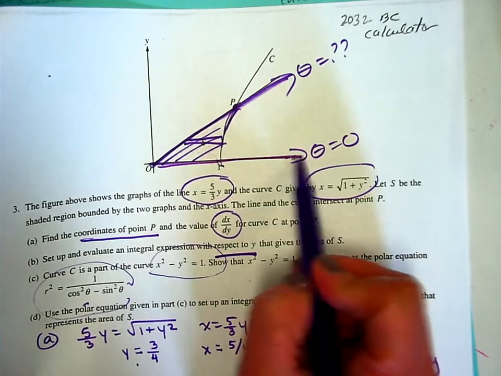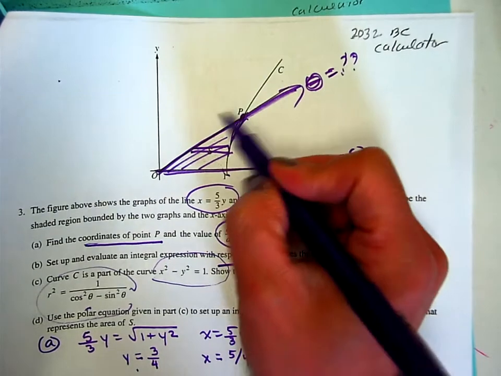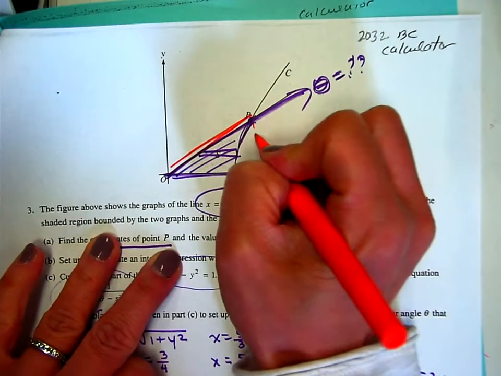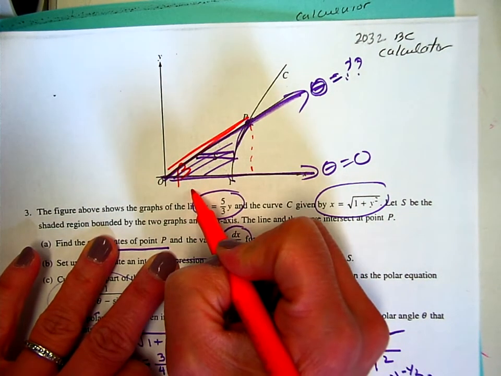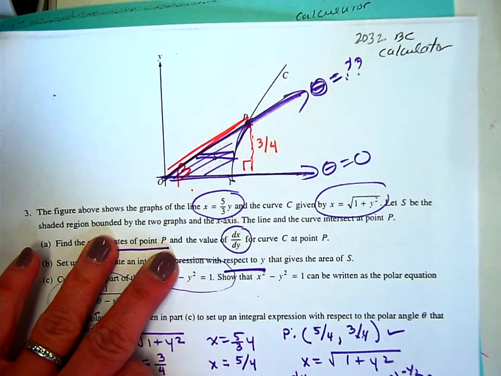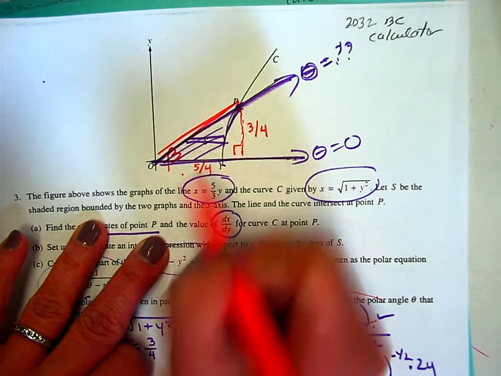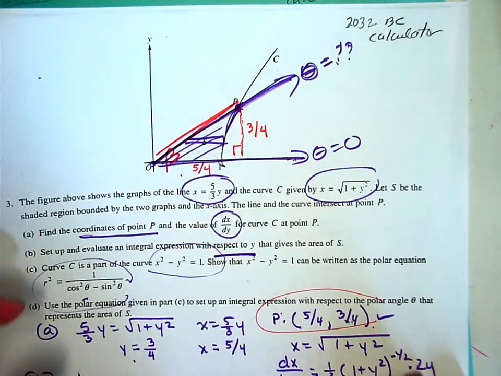So if I look at this graph, this is theta equals 0. This value right here, they don't give us that angle, but let's call this angle beta here. Whatever that angle is, you see this right triangle here, if I drop it down, I know that this y value is 3/4 because I just figured it out from part A, and I also know that the x coordinate is 5/4. So I can use a tangent function to actually come up with that angle.